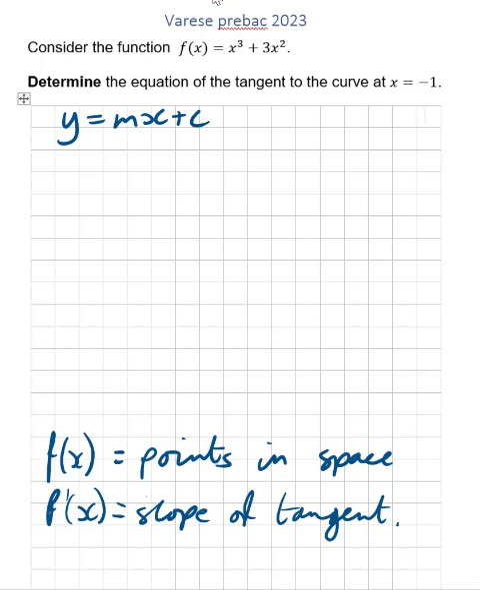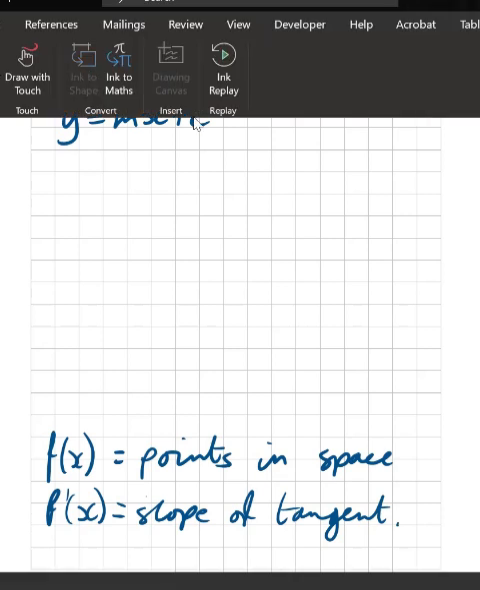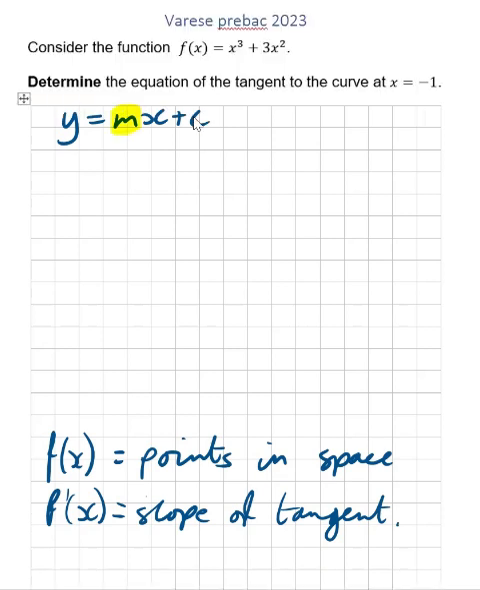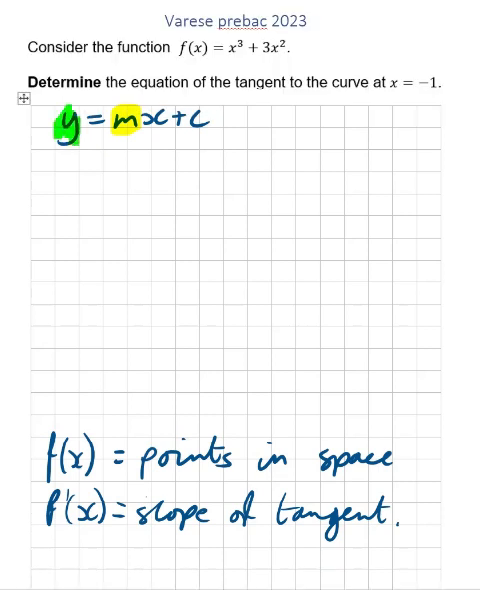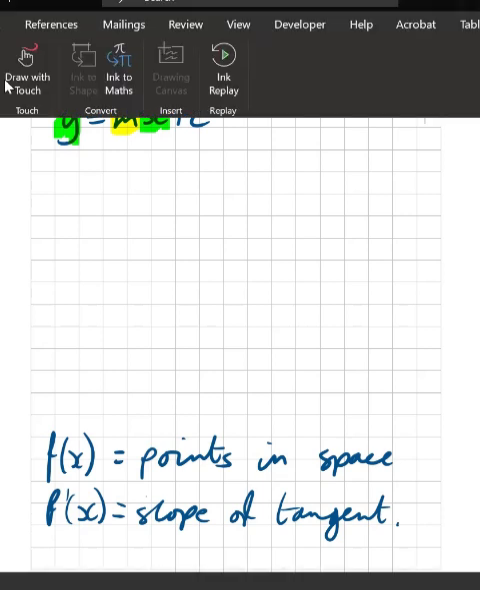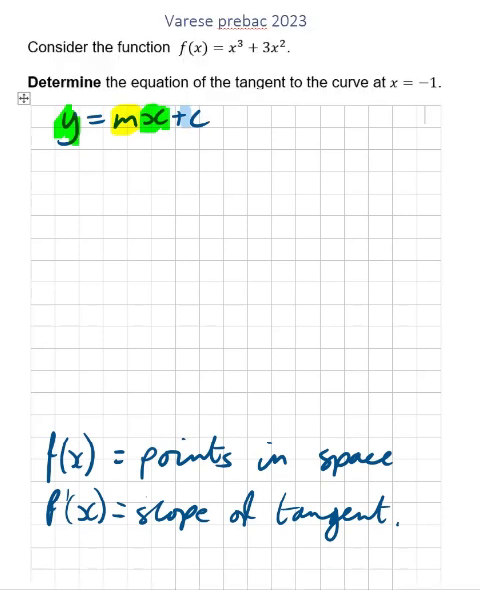Now, what am I going to be looking for? I'm going to be looking for my slope, right? My slope of the tangent at the point that I've been given. I'm also going to be needing an x and y value, our location in space, and that's going to allow me to find my c. Okay, and once I have all of that, we'll throw it back in and we'll be fine. Let's see what that looks like.